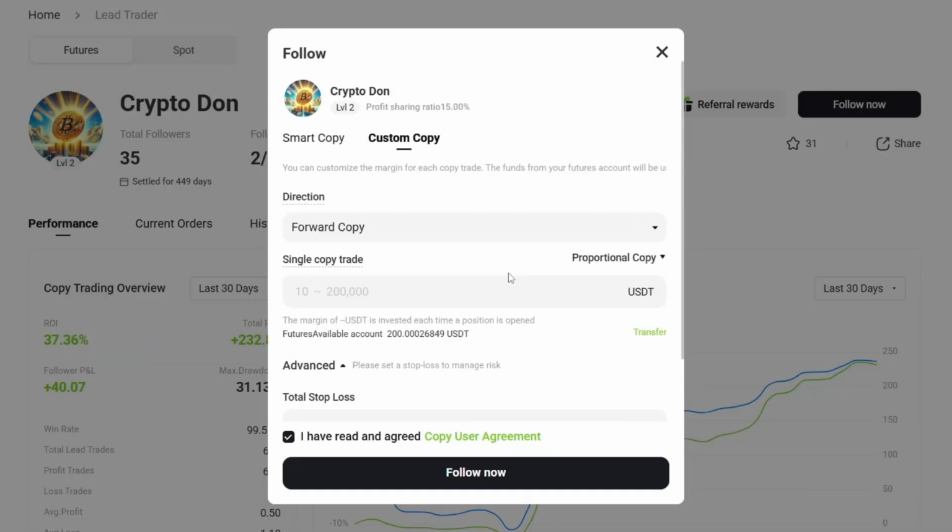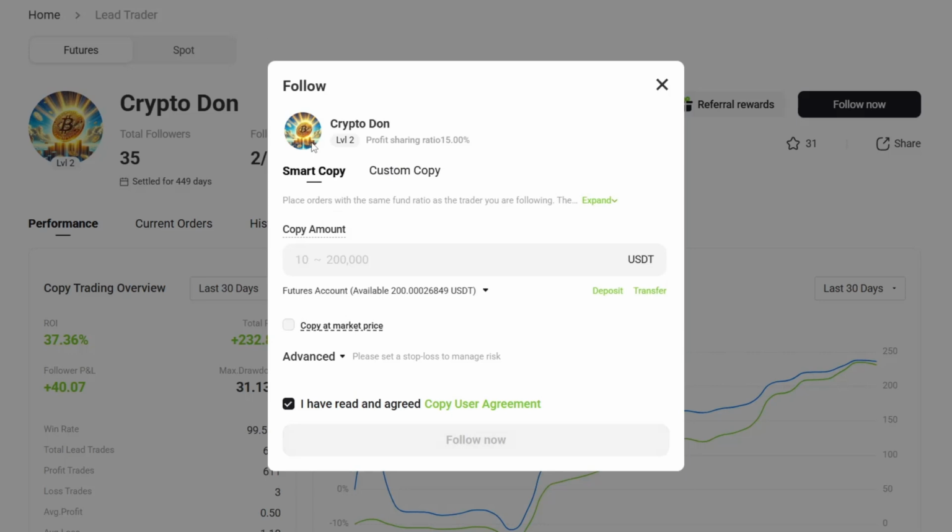So now we went over custom copy. We can now just quickly go over smart copy. Smart copy is simpler and more automated. XT follows the lead trader's fund ratio, leverage, and margin mode.